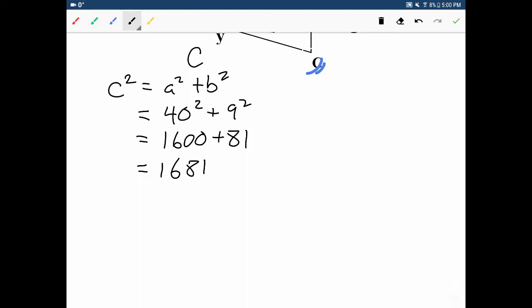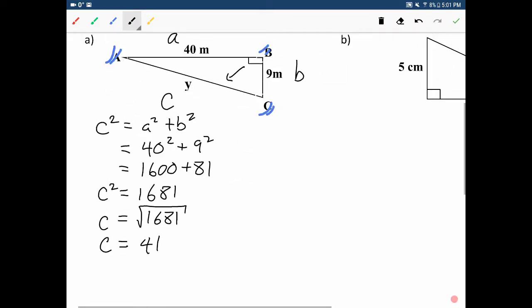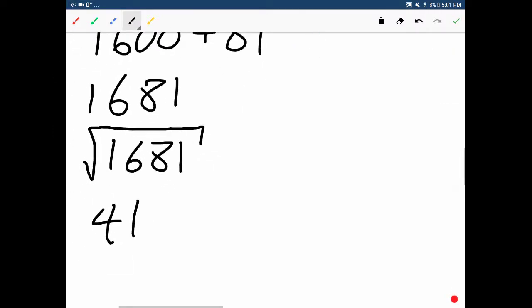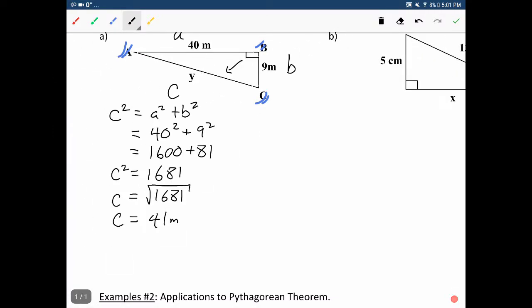Now, the most common mistake made on Pythagorean theorem questions is that we get to this point and think we're done. But we are not done, because that is c squared, and we are not looking for c squared, we're looking for c. So you must take the square root of the number. You can use your calculator for this, of course, and this will give you 41. And the last thing we have to do is give ourselves a unit, which in this one was meters. So C is equal to 41 meters.